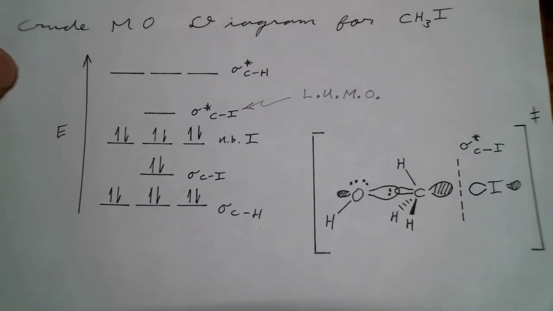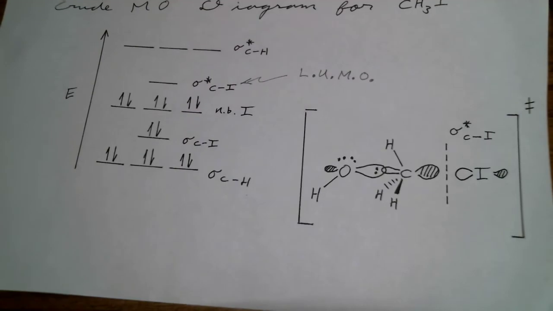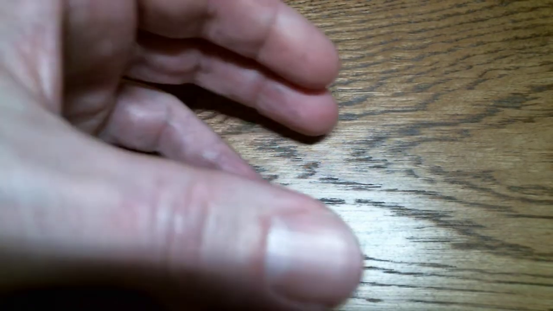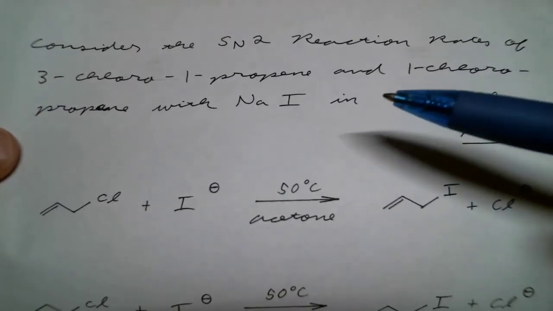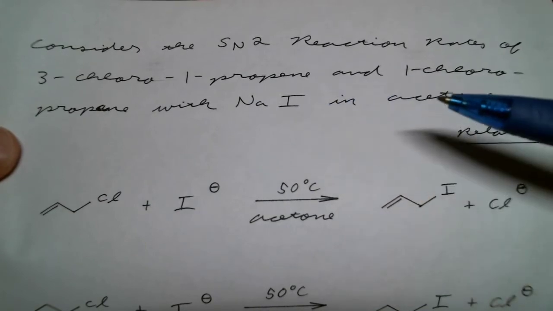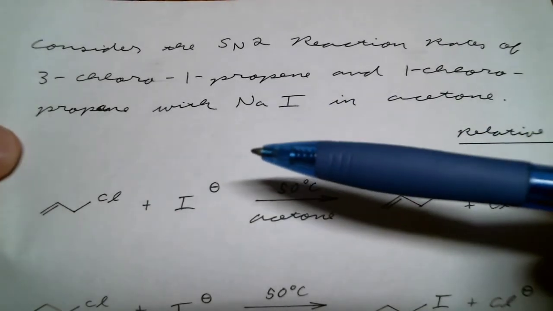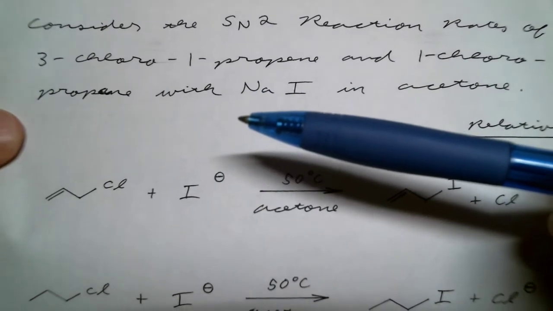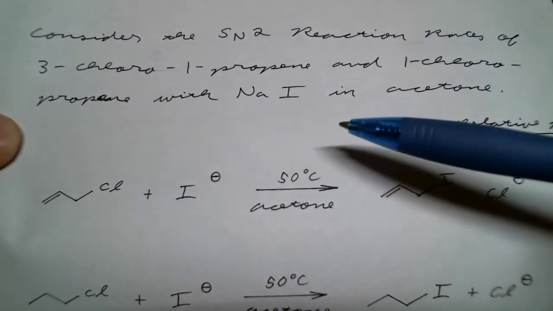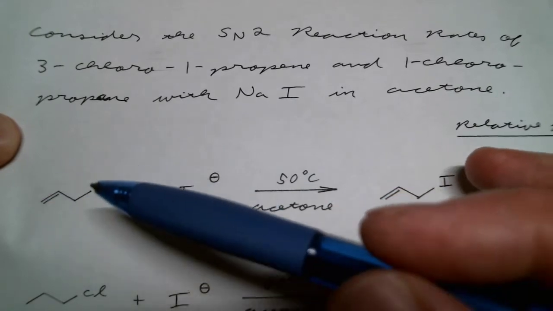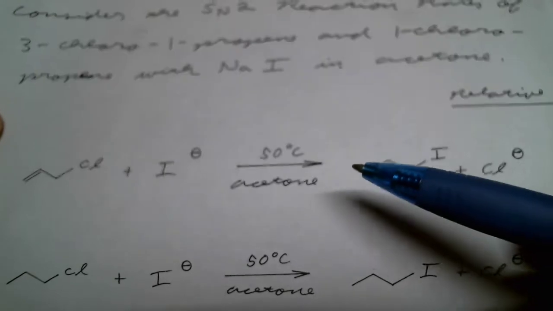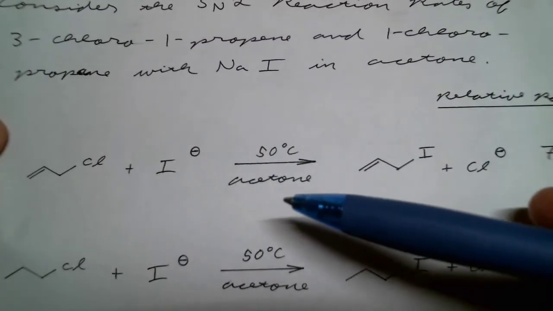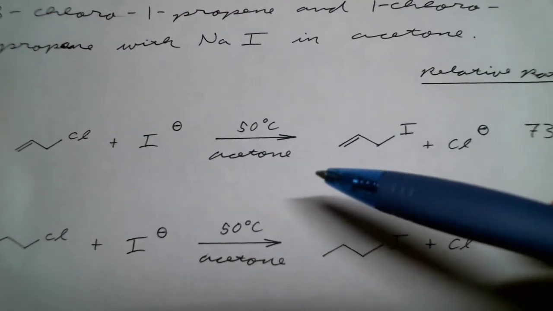So how does this all tie into allylic systems? That's a good question, and of course the answer is with some interesting molecular orbital cartoons. Let's consider the SN2 reaction rates of 3-chloro-1-propene and 1-chloropropane with sodium iodide in acetone. So here we have allyl chloride, here we have our 1-chloropropane, and we're reacting with sodium iodide in a nice polar aprotic solvent.